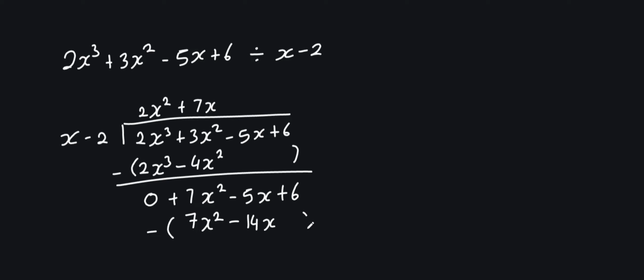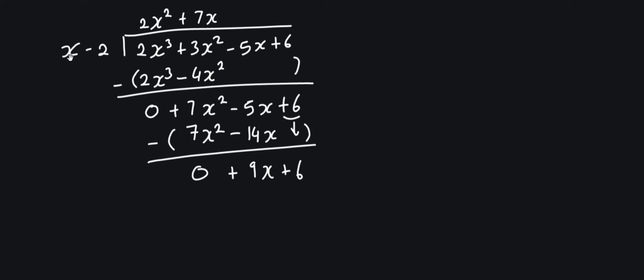Again, we subtract them. 7x squared minus 7x squared is 0, minus 5x minus negative 14x, which is the same as minus 5x plus 14x. So 14 minus 5 would give us plus 9x, and we just drop the next one. We'll do the exact same thing. 9x divided by x is just 9. So plus 9. 9 multiplied by this whole thing here is 9x minus 18.